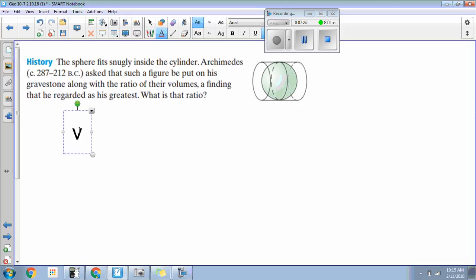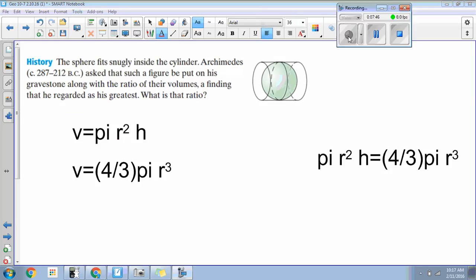The volume of a cylinder is pi r squared times height. Alright, sorry about that interruption. I wrote down some stuff and hopefully I can make this a little more clear now. So you've got pi r squared h for the volume of the cylinder, and you've got 4/3 pi r cubed for the volume of the sphere.